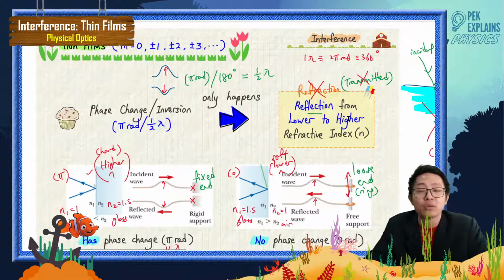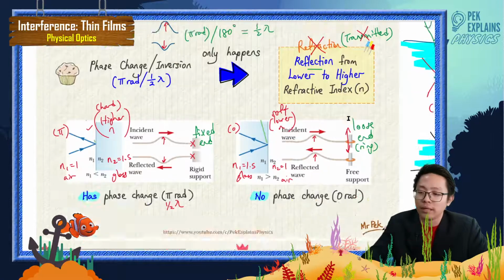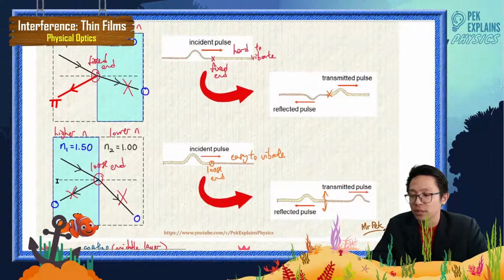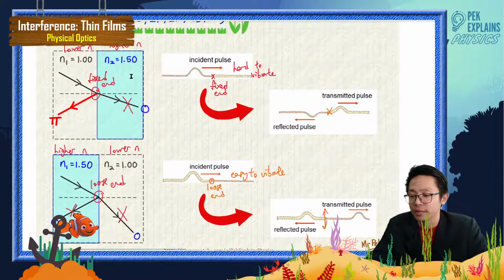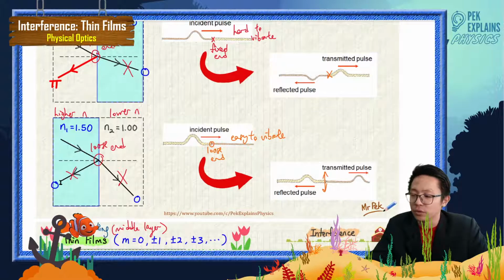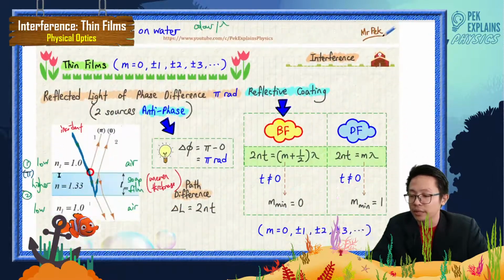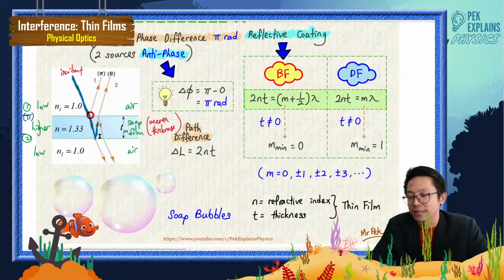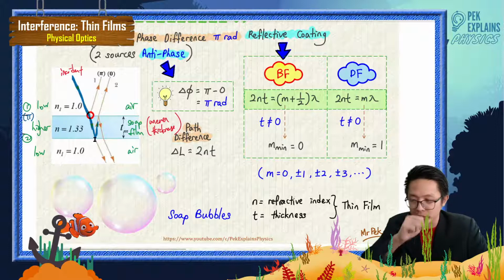The reflection from higher to lower refractive index, like this one, has no phase change. Phase change only happens from lower to higher. From higher to lower, no phase change. Okay, so look at here. So this part, no phase change. That's why I don't circle it, because there is no phase change.